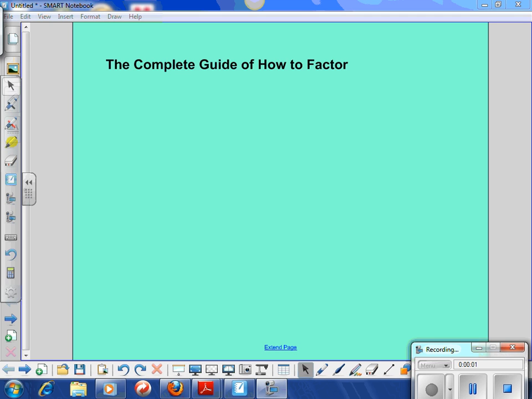Okay, this is how to factor out any type of problem that you're going to have in Algebra 1. So the first thing you're going to do is look at what all the terms have in common, also known as your GCF. Now, we've already done factoring out, but in reverse form. So look at your distributive property.